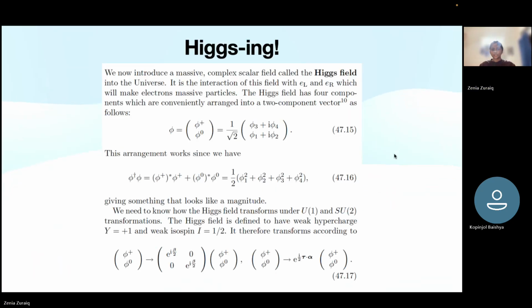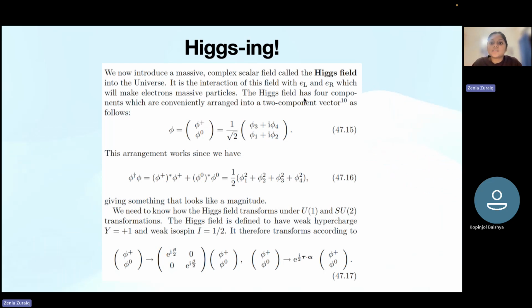Okay. So now is the interesting part, where to make all this work in terms of the masses, we are going to introduce a massive complex scalar field called the Higgs field into the universe. As I said, right now we have no way to mix left and right without violating the symmetry. So we have to introduce an extra field. Instead of introducing a mass term, we are going to introduce an extra field, which is what we call the Higgs field. It's the interaction of this field with left and right-handed electron which will make the electrons massive particles. Because there's no right-handed neutrino, a similar Higgs mechanism cannot happen for the neutrino.